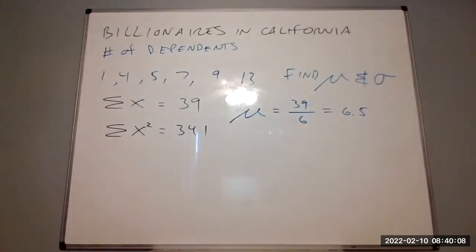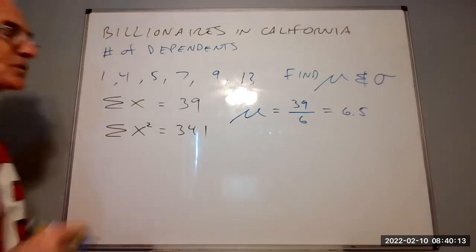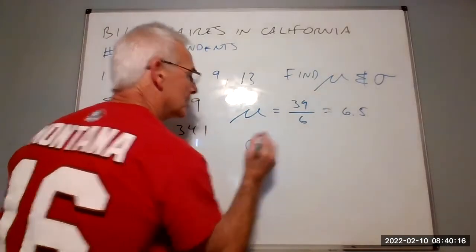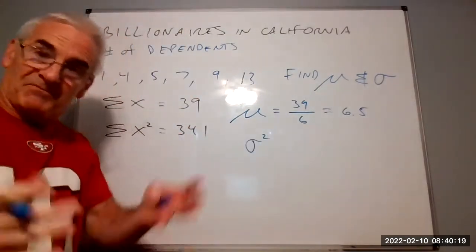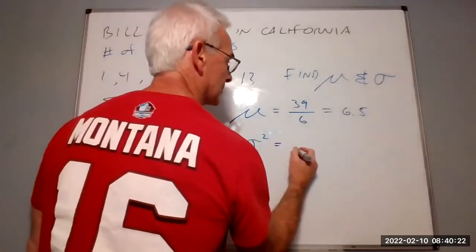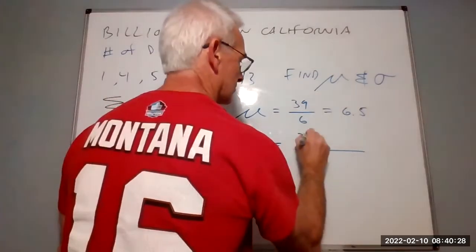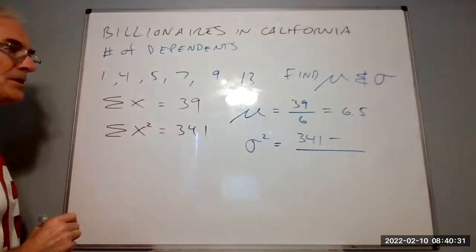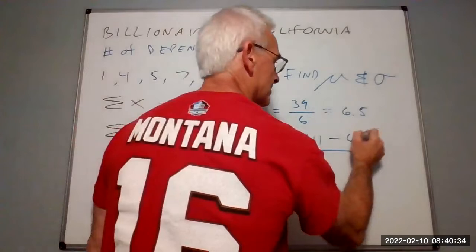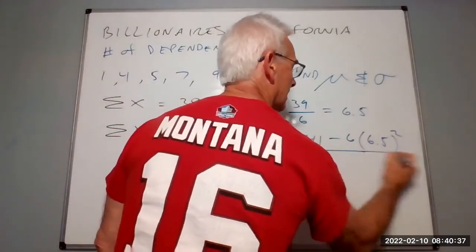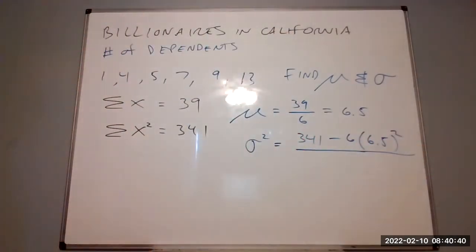6.5. So for my 6 billionaires in California, the mean or the average number of dependents they have in their household is 6.5. Great. So now let's do sigma squared. I do sigma squared before I do sigma because I have to figure out what I'm taking the square root of. Now sigma squared is the sum of the squared scores, minus the number of people, 6, times the square of the mean. Now, what's my denominator? Just 6. It's the whole 6.